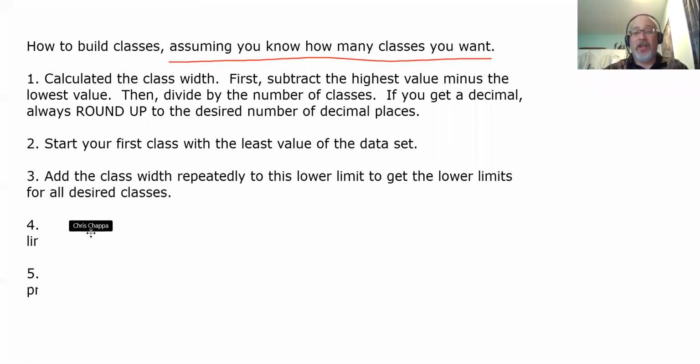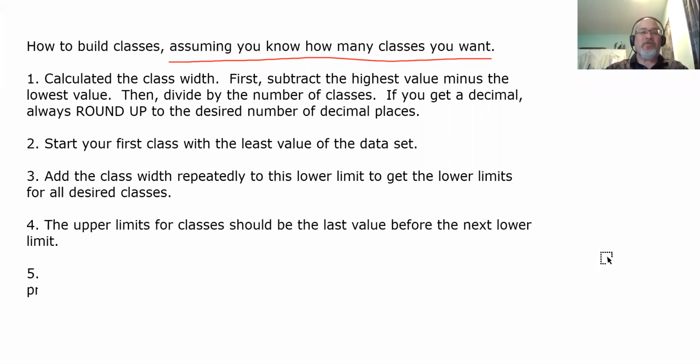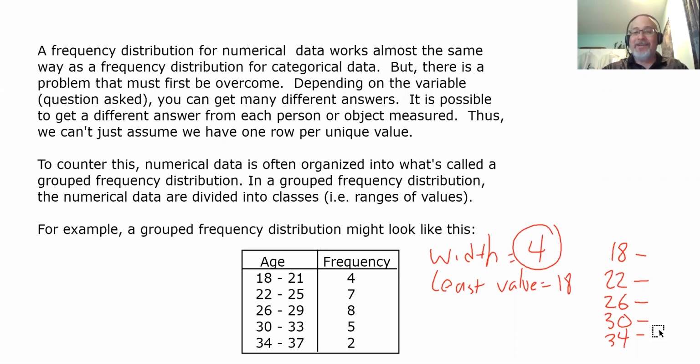So you open all of your classes first. The upper limits for the classes should be the last value before the next lower limit. In other words, if my second class starts at 22, then that means my first class should end right before it. Now, how many decimal places do I use? I can tell that these are all 0 decimal places, so the first class ends at 21.